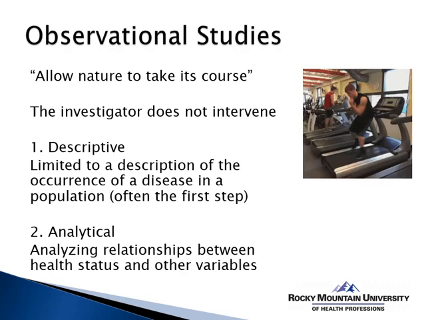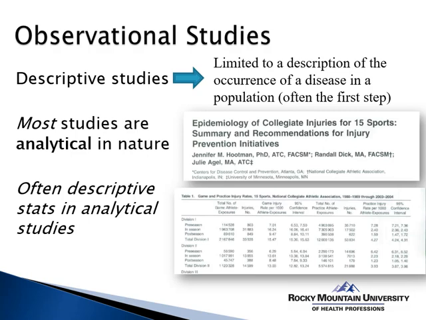And you're going to come up with descriptive information and also analytical information, depending upon what type of study design you're using. A descriptive observational study is limited to a description of the occurrence of disease in a population. So this is often that first step where we're looking at different rates. Analytical, this is where you're analyzing relationships between health status and other variables. For the descriptive type of study, again, it's limited to the description of the occurrence of disease or injury in a population. Most studies are analytical in nature. Often, descriptive stats will be found in analytical studies.